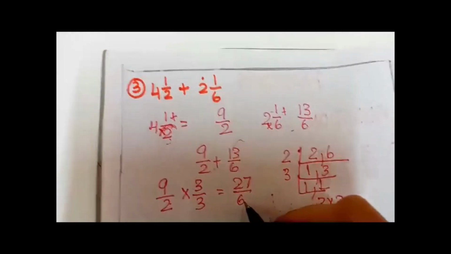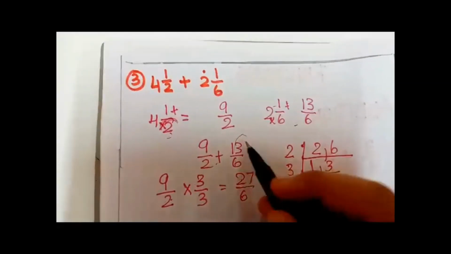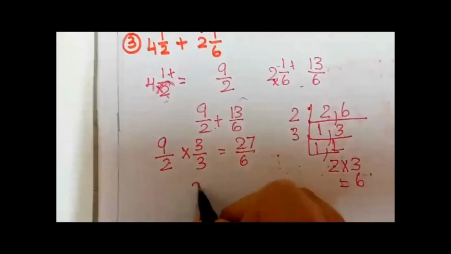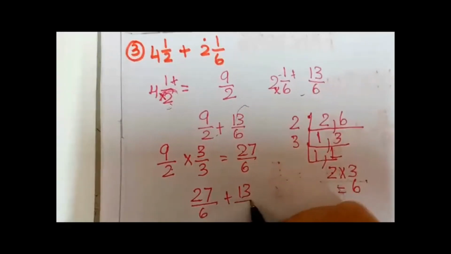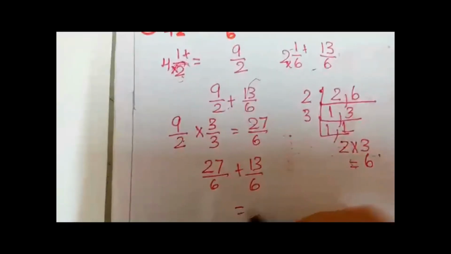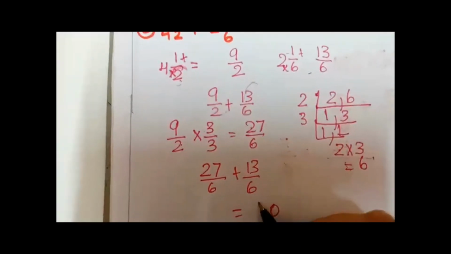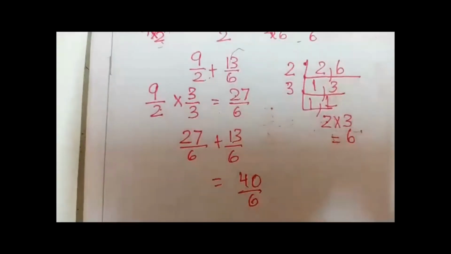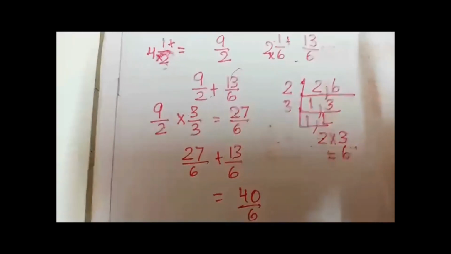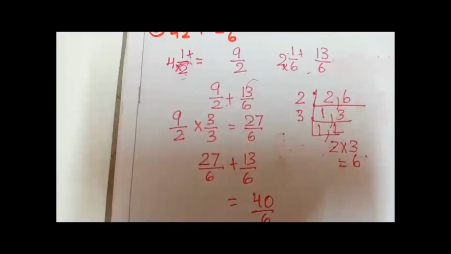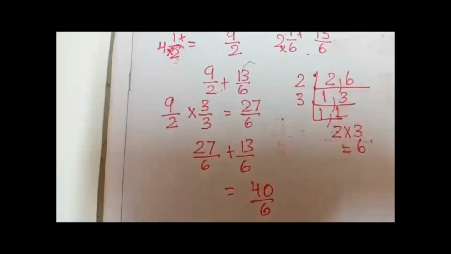Now here we converted this into denominator 6. This also has 6. So we can add it. 27 by 6 plus 13 by 6, which is equal to 40 by 6. So this is the answer. Remember that we can add fractions only when their denominator is the same. That means they are like fractions.